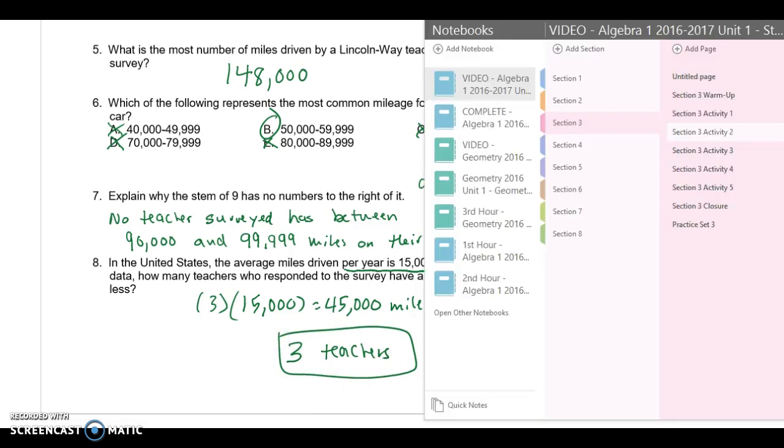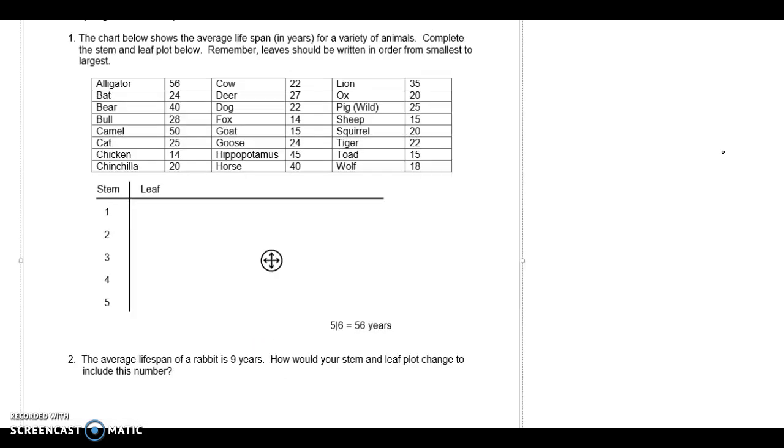All right, let's move on to the next activity, which is how to create the stem and leaf plot. So we're going to run through this a little bit quickly, but it's the same idea as before, but now we're actually putting the data in there. So the chart below shows the average lifespan for a variety of animals. Complete the stem and leaf plot below. Remember, leaves should be written in order from smallest to largest. So they've set up the stems for us, which is nice.